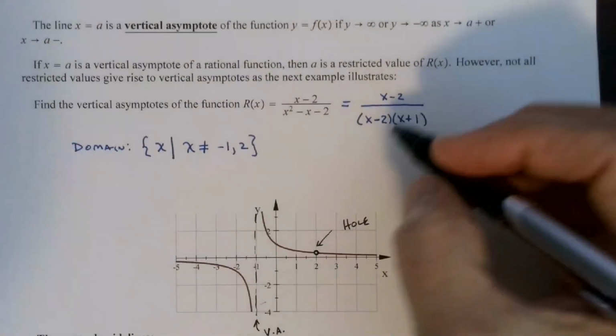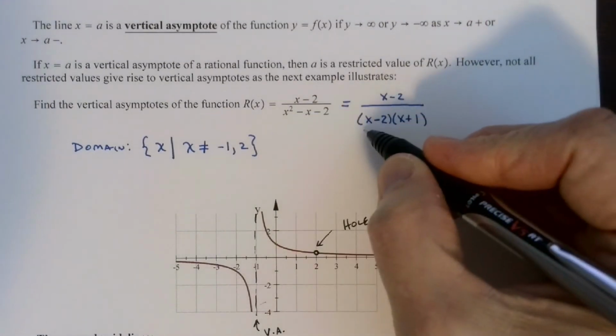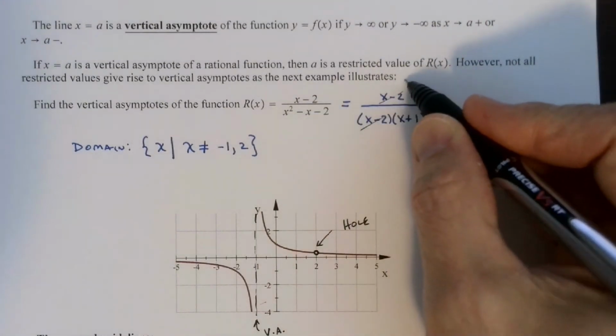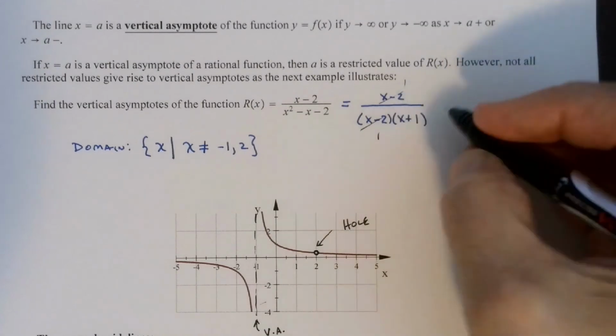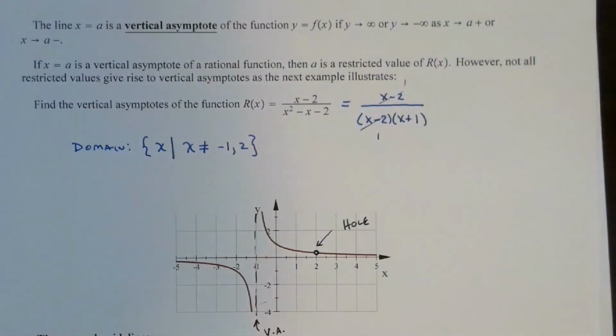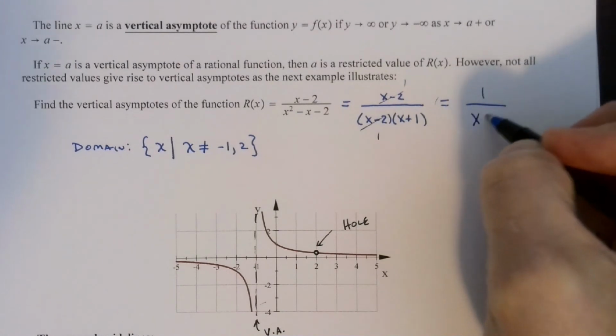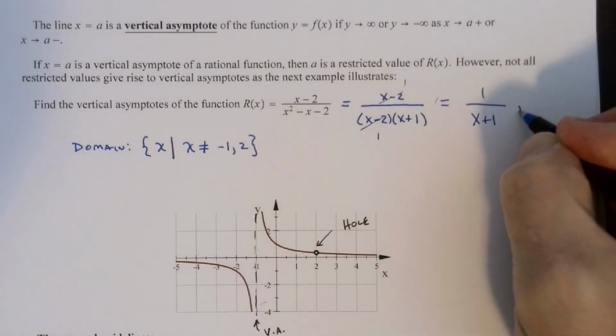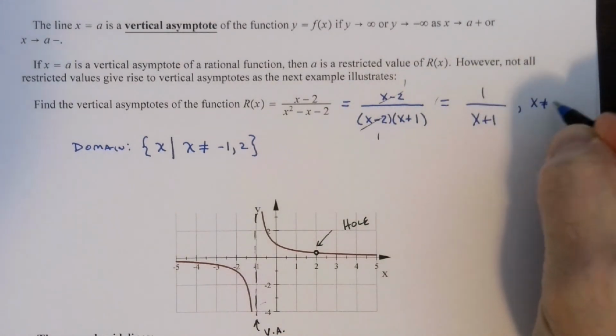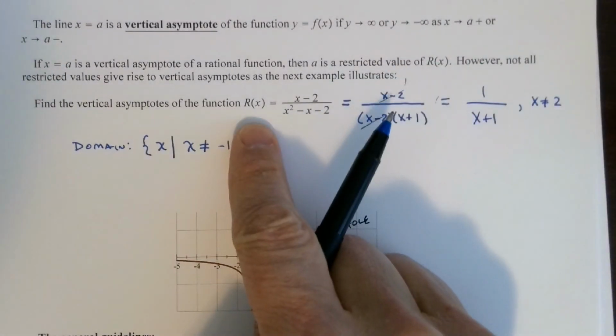Notice here that I could simplify this function r of x. This x minus 2 and x minus 2, that ratio is equal to 1. And what am I left with? I'm left with just 1 divided by x plus 1. Again, this is provided that x is not equal to 2 for this function. Okay, it's equal to this.